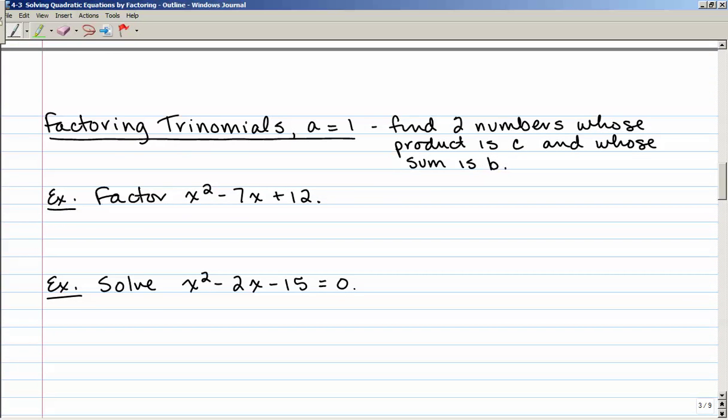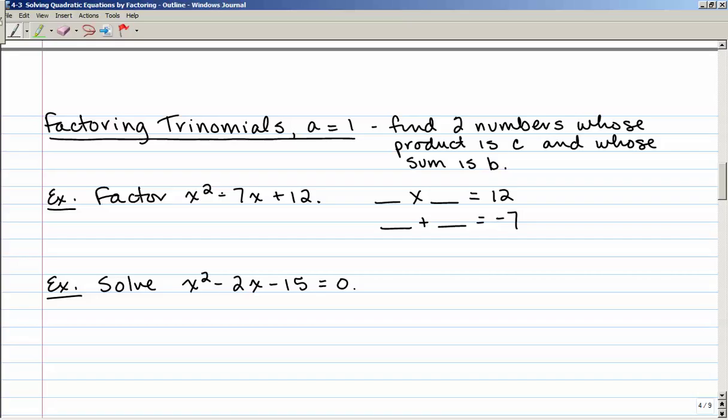Another way to factor is to factor trinomials where a is equal to 1. That is, the coefficient of x squared is 1, or you're just not going to see a coefficient there. So the method for doing that is to find two numbers whose product is whatever c is and whose sum is b. So given x squared minus 7x plus 12, I need to find two numbers that multiply to 12, and the same two numbers have to add up to a negative 7. Two numbers whose product is c and whose sum is b.